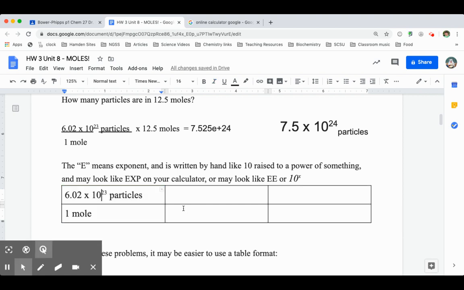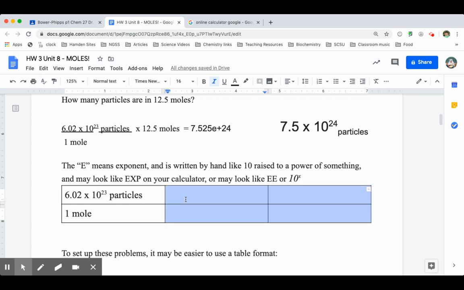There we go. Now I've got 6.02 times 10 to the 23rd particles in 1 mole, and I'm multiplying by 12.5 moles. All these to be italics and regular size. Okay, when I put it in a table format, I have particles per mole and moles on top. This is over 1, so I'm setting this up like a fraction. My moles and my moles are across from each other.